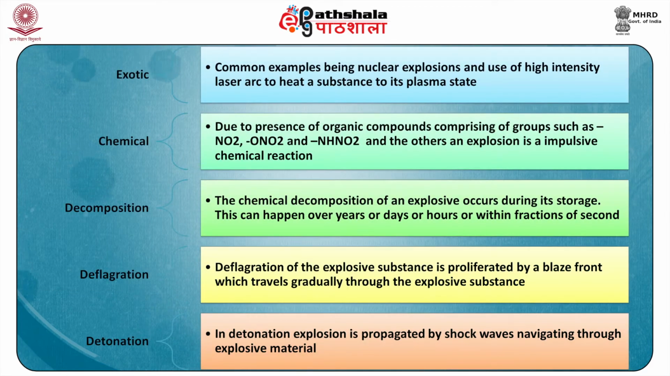The chemical decomposition of an explosive occurs during its storage. This can happen over years or days or hours or maybe within a fraction of a second. Deflagration and detonation are the two spontaneous types of chemical decomposition. Deflagration of the explosive substance is propagated by a blaze front which travels gradually through the explosive substance.